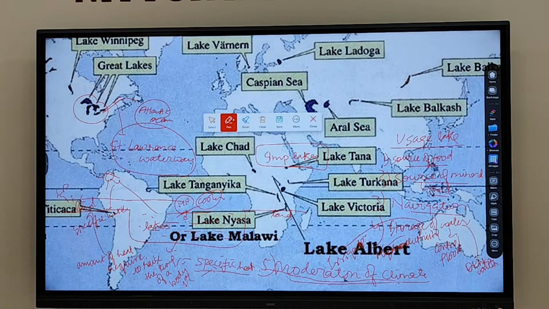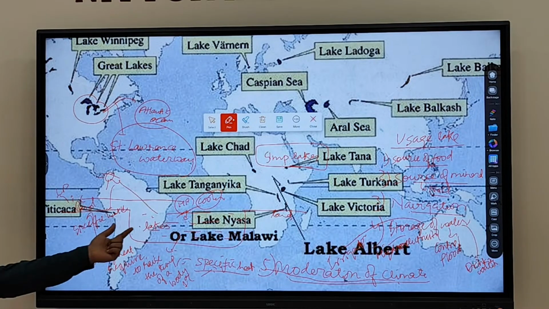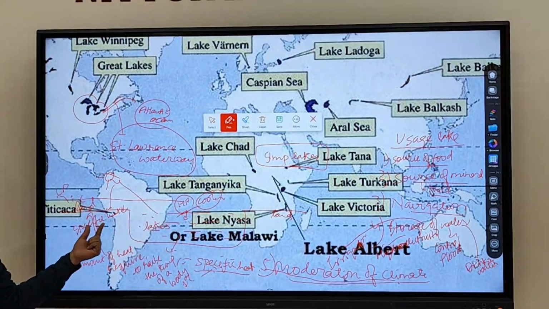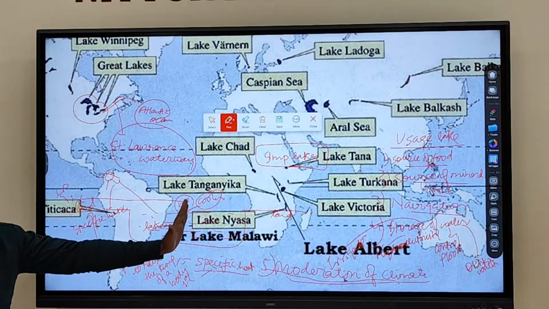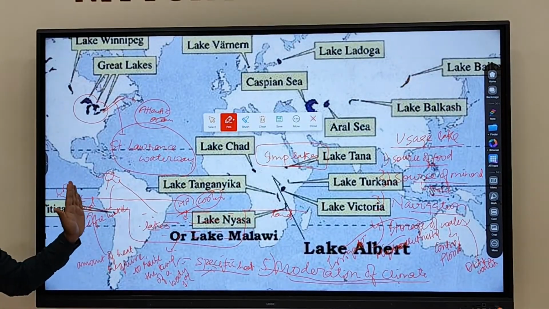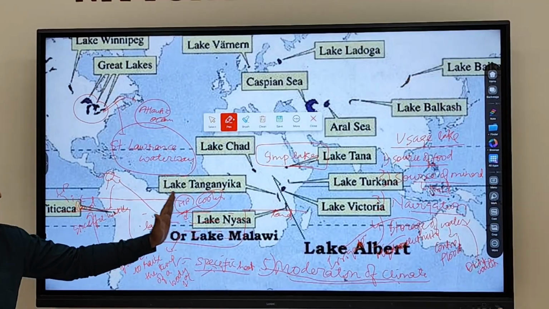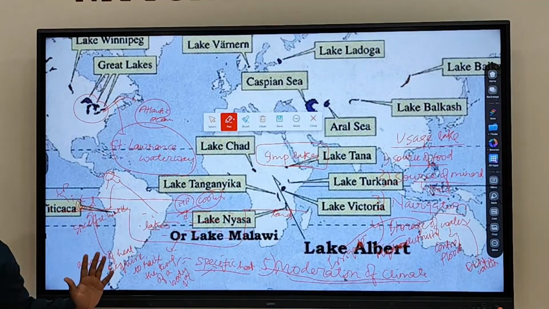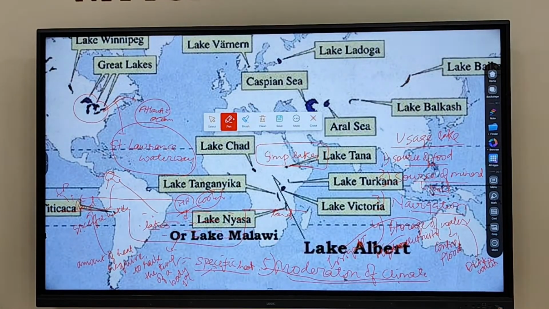How do lakes help in moderation of climate? Because water does not get heated quickly while land gets heated quickly. So as a result, wind moves from water towards the land and takes the cooler effect from here to here. This helps in what? This helps in moderation of climate.